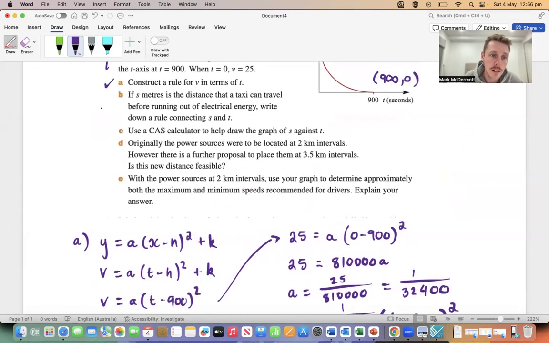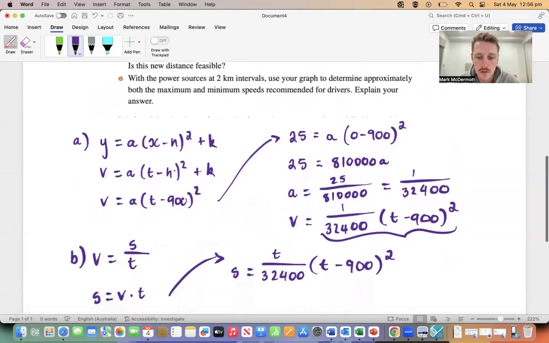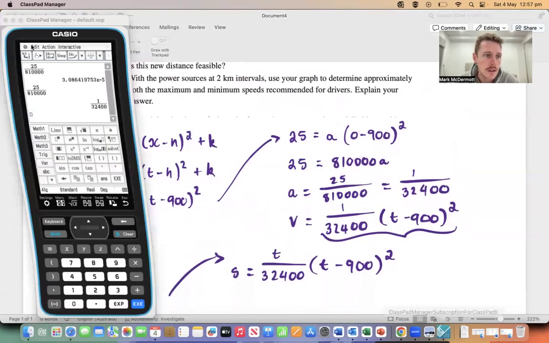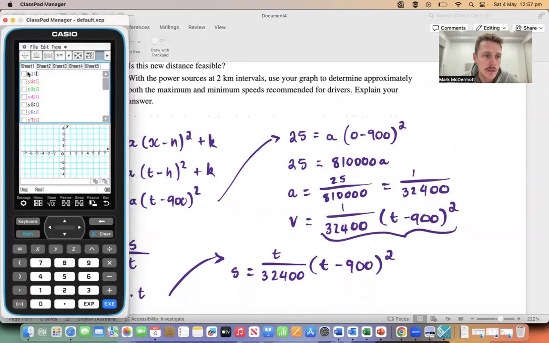So we can tick off part B. Part C says use your CAS to help draw this. So what we're going to do is we're going to get our CAS up and we're going to go to a main page. We're going to go to menu, graph and table.